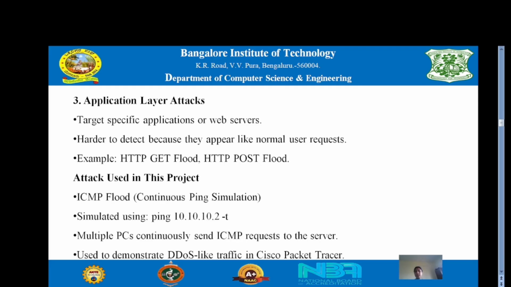The next type is the application layer attack. These attacks target mainly web applications. They look like normal user requests, making them difficult to detect. Examples: HTTP GET and POST flood. Here in this project I used ICMP flood, where multiple computers continuously ping the server using the ping command, and this simulates DDoS-like traffic.